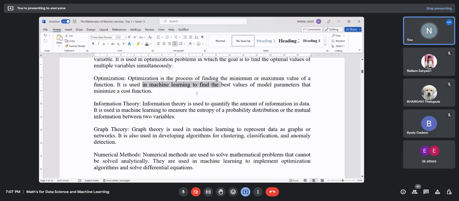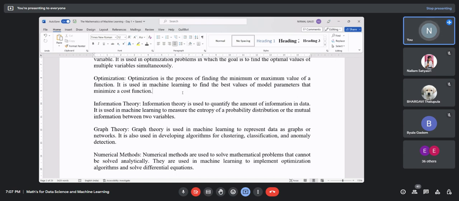Okay, so it is used in machine learning to find the best model parameters and to minimize the cost function. Now, what is this cost function? Obviously, as I told you, you have the bias and variance trade-off. Bias means an error, and my goal is to reduce the error. And the cost function is the average of all the loss.